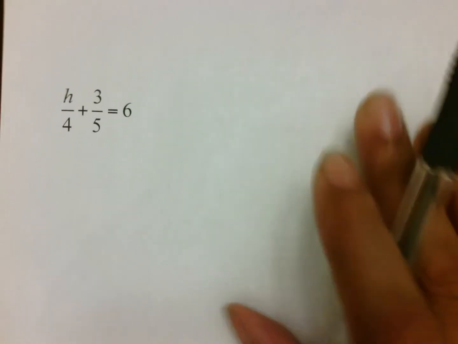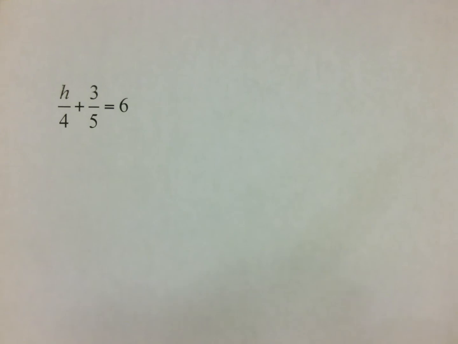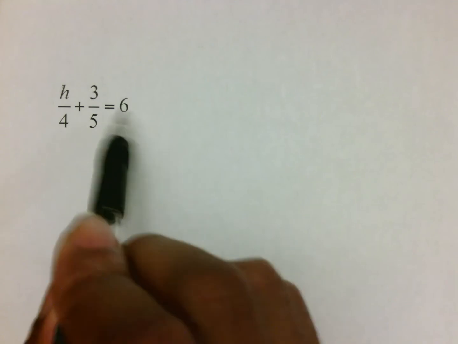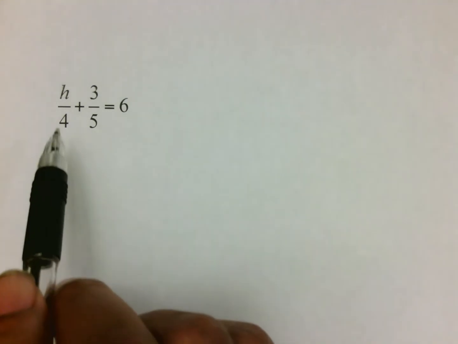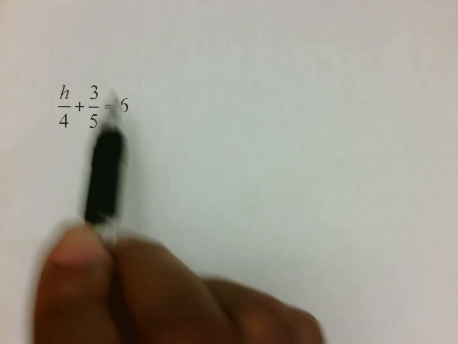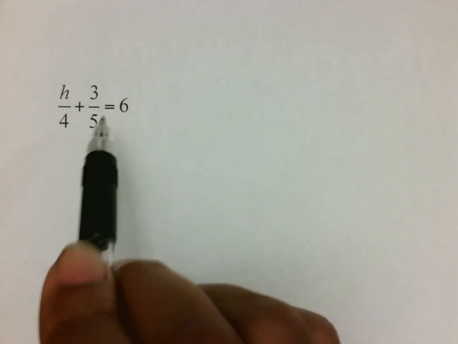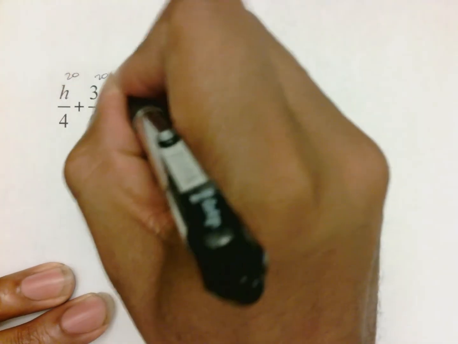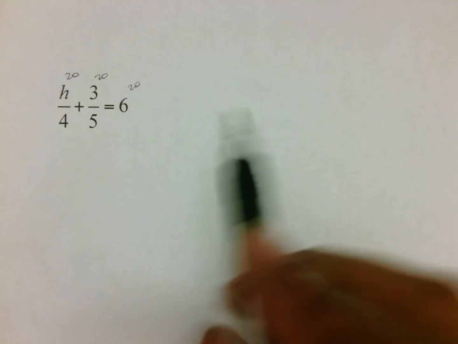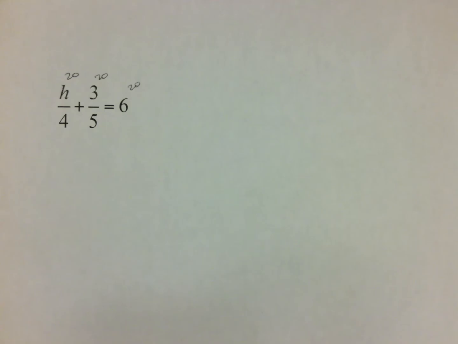h over 4 plus 3 over 5 equals 6. Again, look at the numbers on the bottom. 6 doesn't have a denominator, so we don't care about that. But we want to get rid of a 4 and a 5. Again, our messy situation here is the fractions. And so we get rid of the 4 and the 5 by multiplying by 20, because that's what 4 and 5 meet at, or where they meet. And again, we have to multiply every term the same.